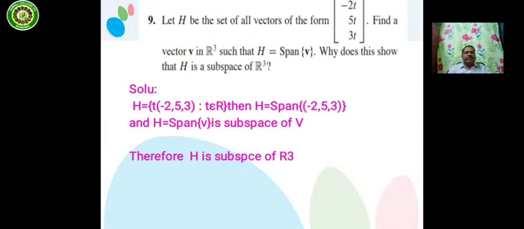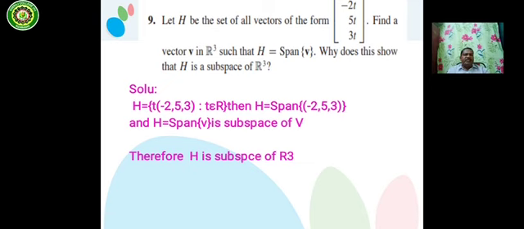So here the next problem. Let H be the set of all vectors of the form (-2t, 5t, 3t). Find a vector v in R3 such that H equals span of v. Why does this show that H is a subspace of R3? Elements of H we write as a linear combination, span of v, then we say that H is a subspace. So here t is common, t into either a column or a row. H equals t into (-2, 5, 3) such that t belongs to R.